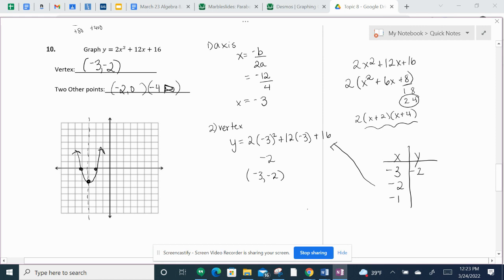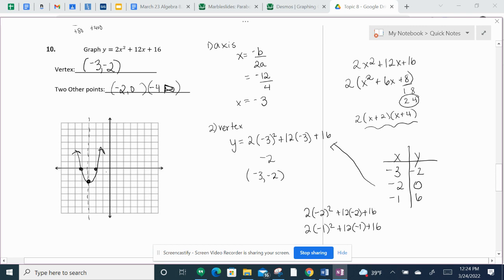So I would take 2 times negative 2 squared plus 12 times negative 2 plus 16. And when I do that, I end up with an answer of 0. And then I would do the same thing with negative 1. So I'd have 2 times negative 1 squared plus 12 times negative 1 plus 16. And when I do that, I get an answer of 6.